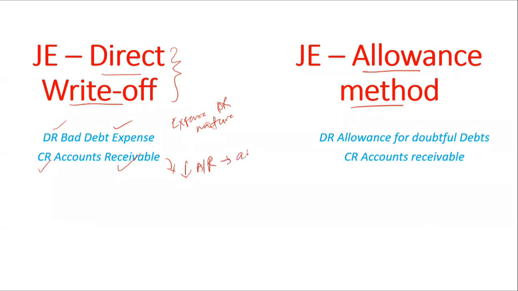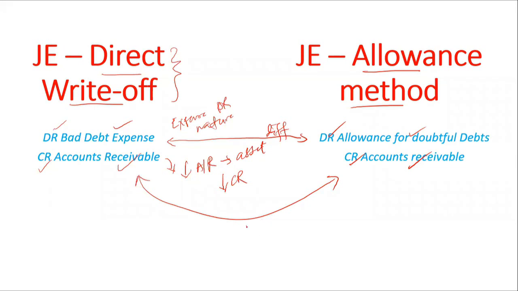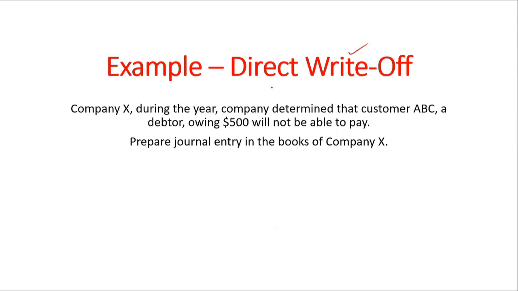What is accounts receivable? Accounts receivable is an asset. Whenever an asset decreases, you credit the asset. So you credit accounts receivable because you will not receive this money. Similarly, if the company is following the allowance method, you debit the allowance for doubtful debts account instead of bad debt expense. So you can see the difference. It's the account name that is different. And then you credit accounts receivable, the same as under the direct write-off method.